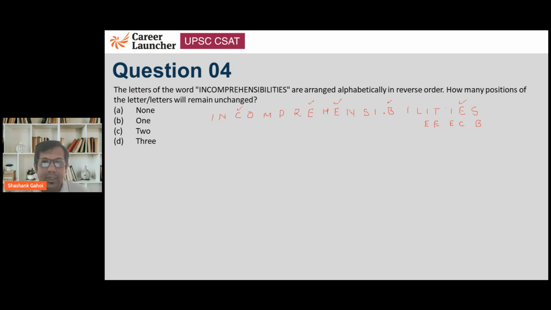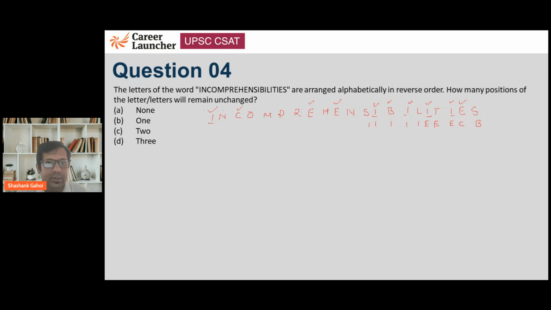Okay, so B, C, E, then F is not here, G is not there, then it comes to I. So how many I's do we have? One, two, three, four, and 5 I's are there. Okay, so I is done. Okay, so I's are done.